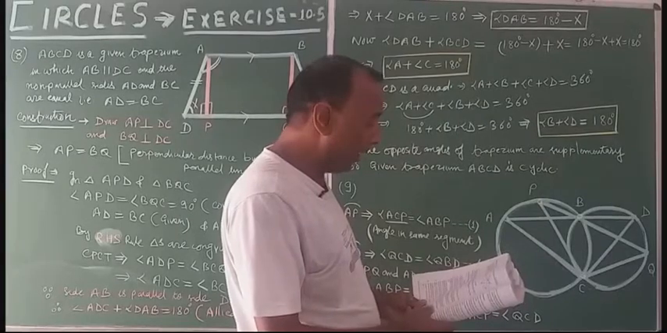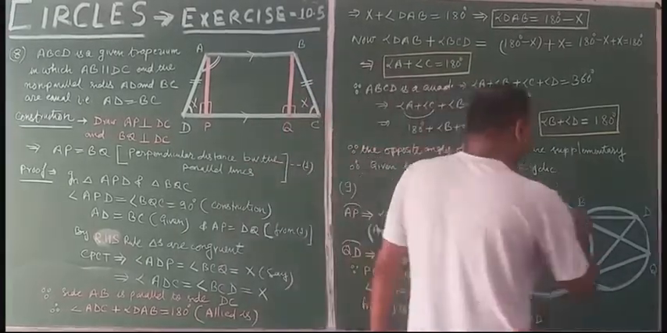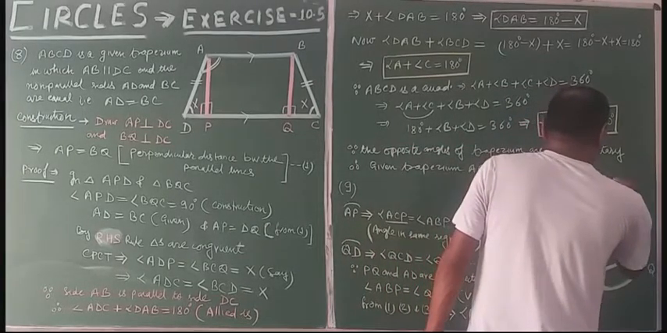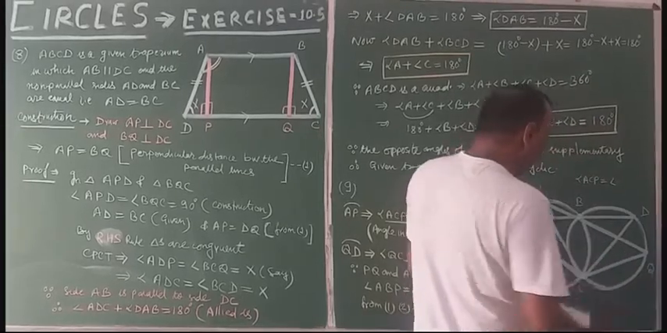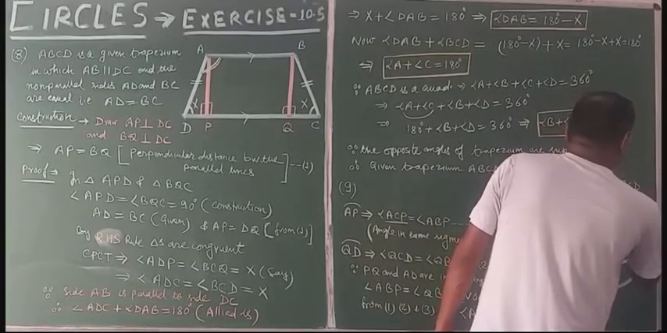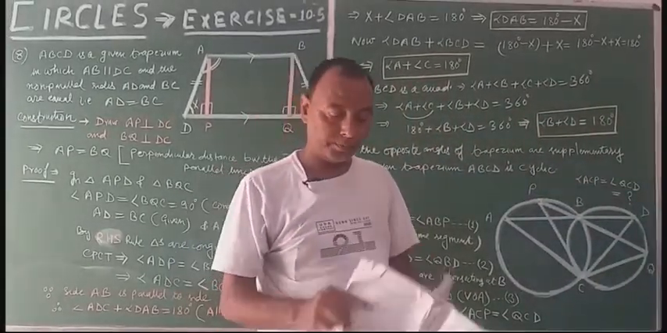Prove that angle ACP is equal to QCD. What you have to prove? Angle ACP, you have to prove that it equals angle QCD. This you have to prove. Is it there?